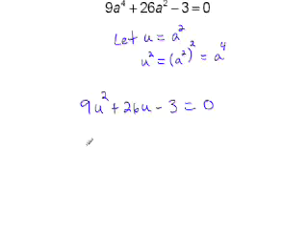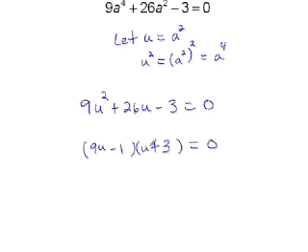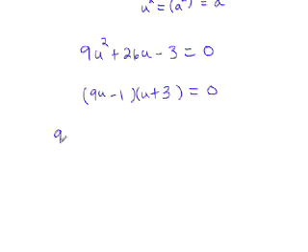So yes, this quadratic equation can be factored. We can factor it as 9u minus 1 and u plus 3. If we multiply those two factors together, we will get this quadratic equation. Let's set each factor equal to 0. We have 9u minus 1 equals 0, or u plus 3 equals 0.